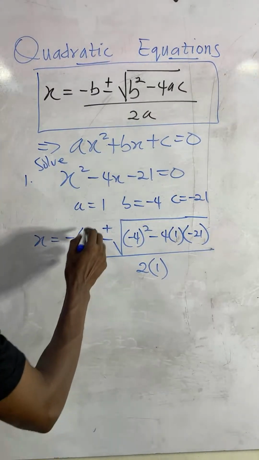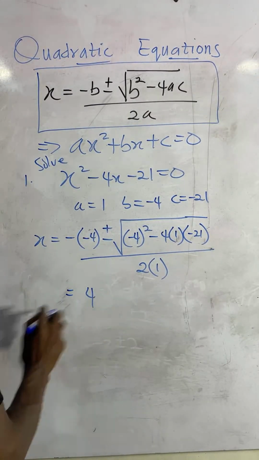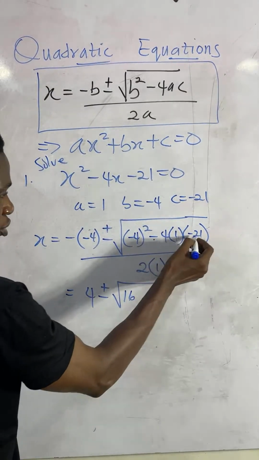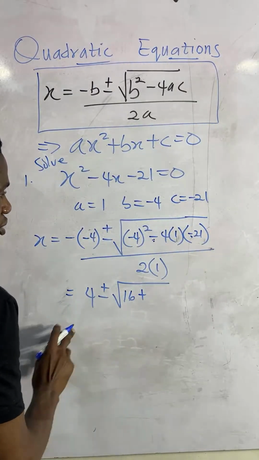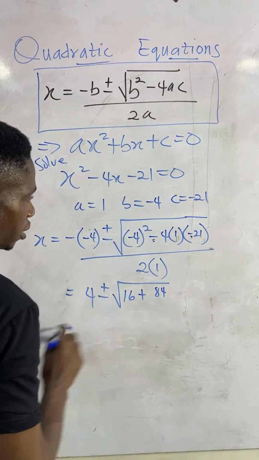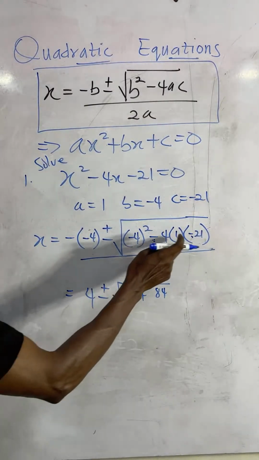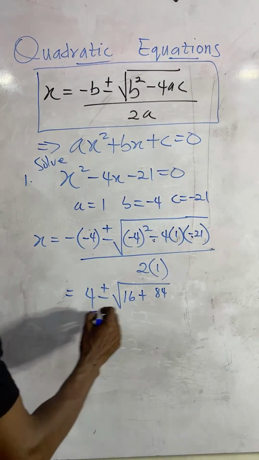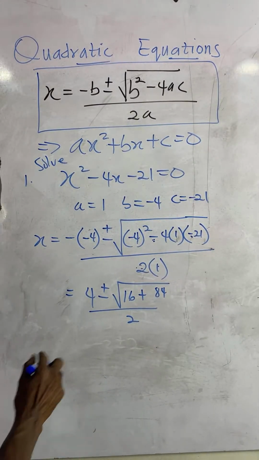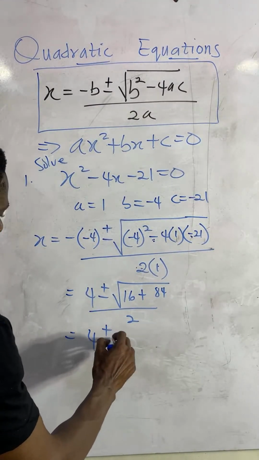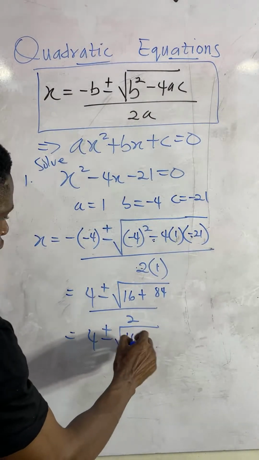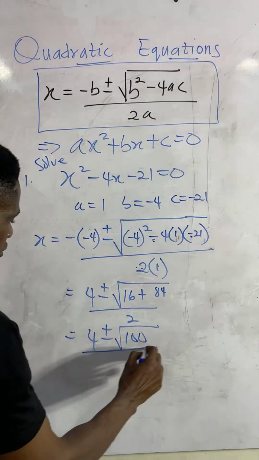So let's go. Minus minus gives you positive, plus or minus the square root of minus 4 squared, which is 16, minus minus will give us plus 21 times 4. That's 4 times 1, 4 times 21, that's 84. All over 2 times 1 is 2. Okay, so we have 4 plus or minus the square root of 100, all over 2.